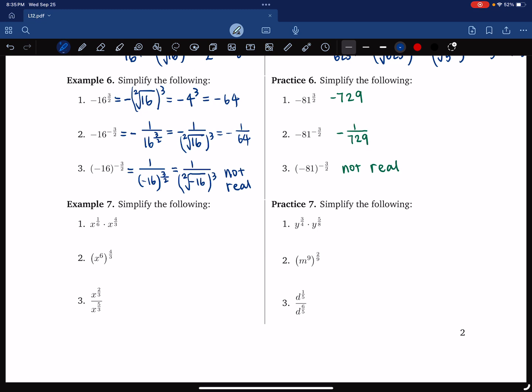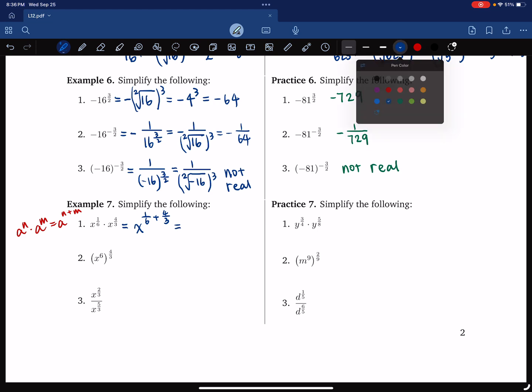Example 7, we'll use the exponential property. So which exponential property? Starting with number 1, we have 2 exponents multiplying with the same base, right? So the exponential property, you might remember, it's simply adding the exponents. So this will be the property that we use. Let's apply that. We have base x, and then we're going to add these 2 fractions, which is 1 over 6 and 4 over 3.